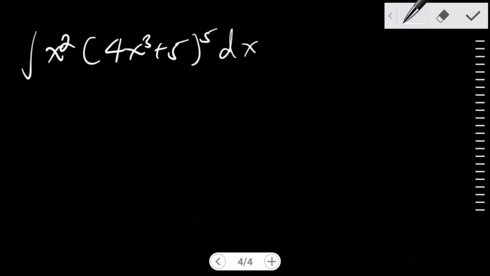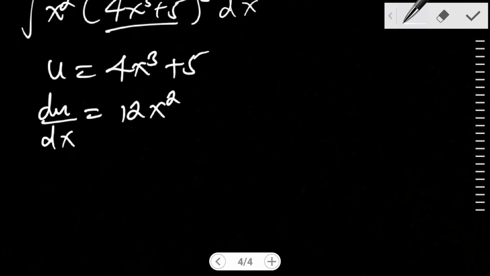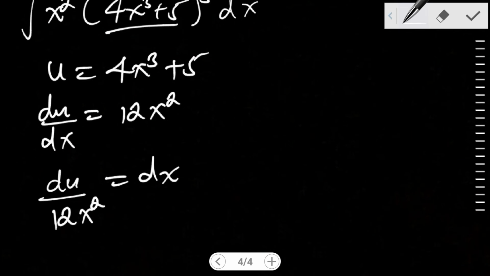So here what we're going to do, if we look on the inside, if we differentiate on the inside, we can get a component that contains x squared. So let's do it. If u is equal to 4x cubed plus 5, then du/dx is going to be 12x squared. So let's get dx: du all over 12x squared would be equal to dx in this case. So let's put it in.